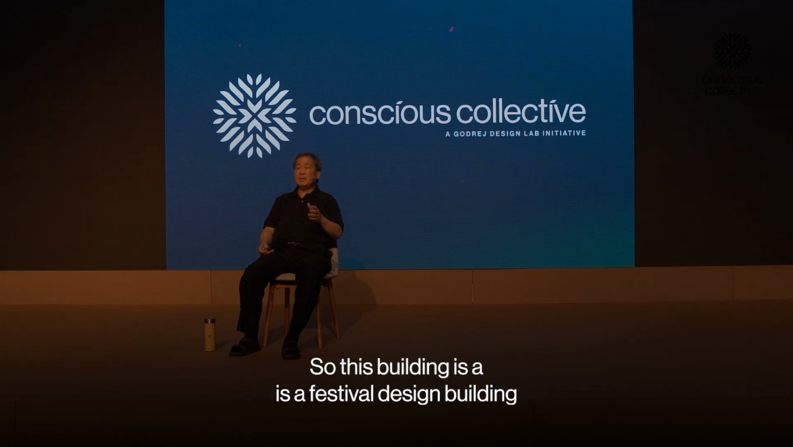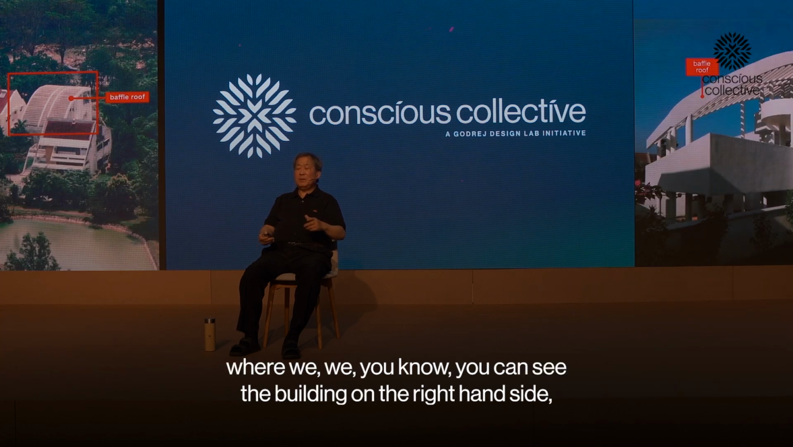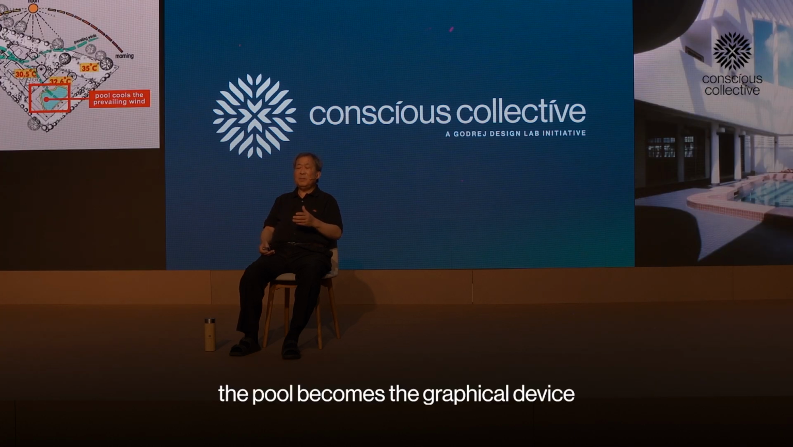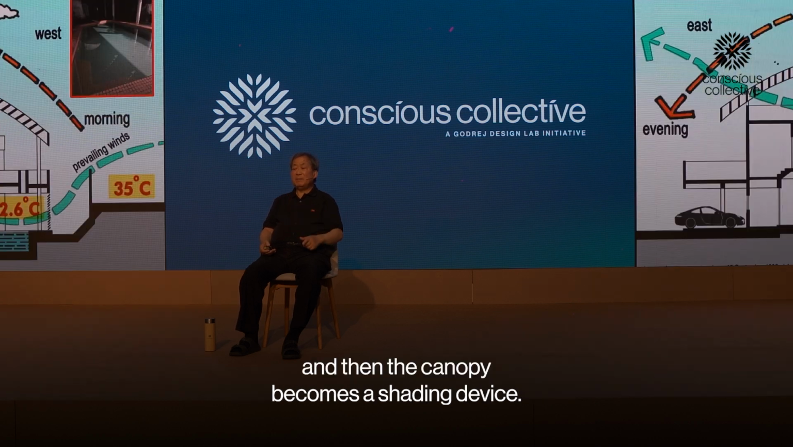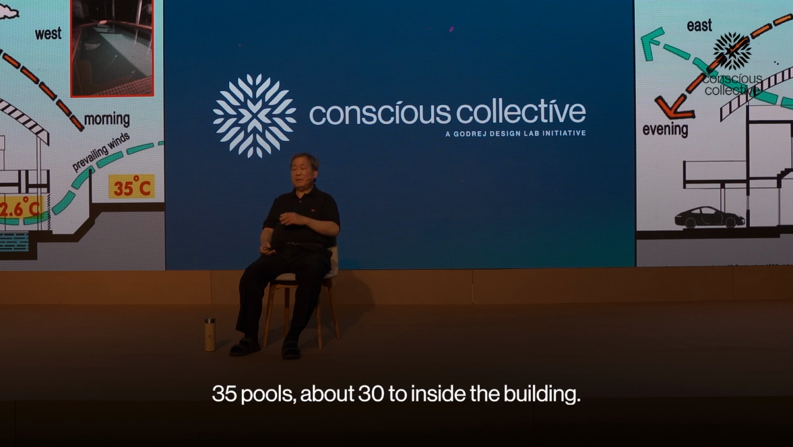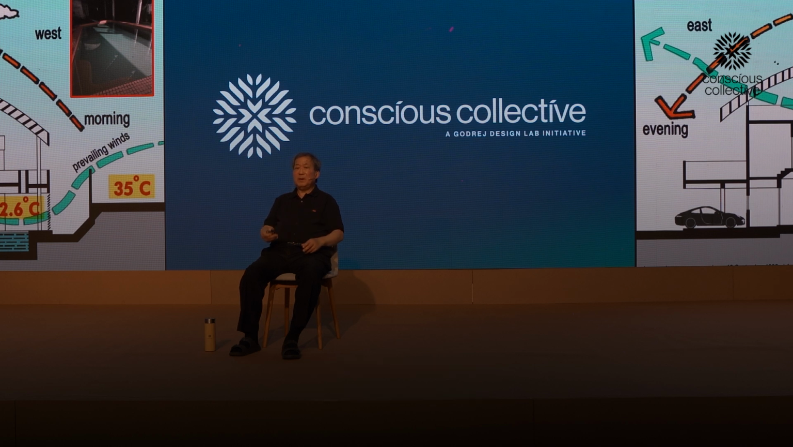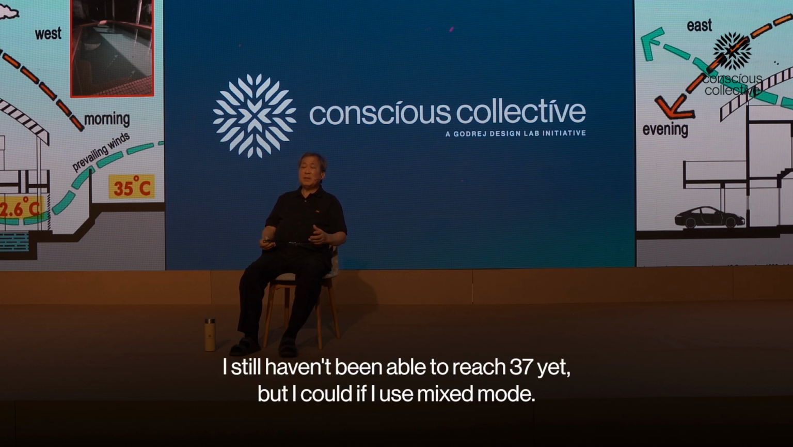So this building is a passive mode design building where you can see the building on the right-hand side. The pool becomes an evaporative cooling device, and then the canopy becomes a shading device. Outside temperature is 35, the pool is about 32, inside the building on the ground floor is 30, and the rooftop is 33. I still haven't been able to reach 27 yet, but I could if I use mixed mode.